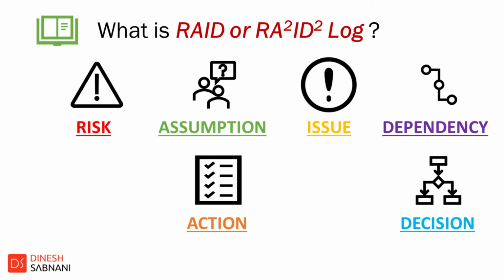RAID log is the most important tool for a project manager. It is used to log and track risks, assumptions, issues, and dependencies. There is another variant of it where the A stands for action and D stands for decision. I hope you are taking this up as a very important topic to be learned in project management. Yes, indeed, it is very crucial to understand this fully. Now, stay tuned for another few minutes to quickly catch up on RAID elements one by one.